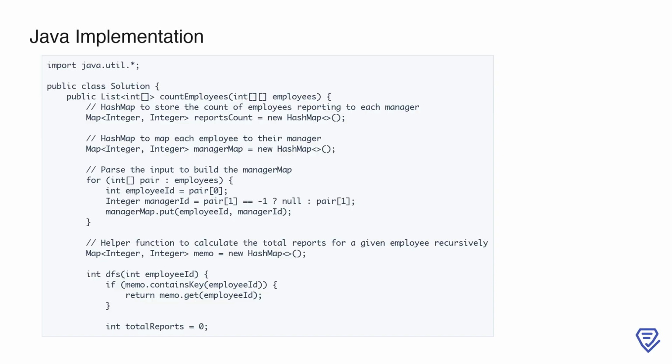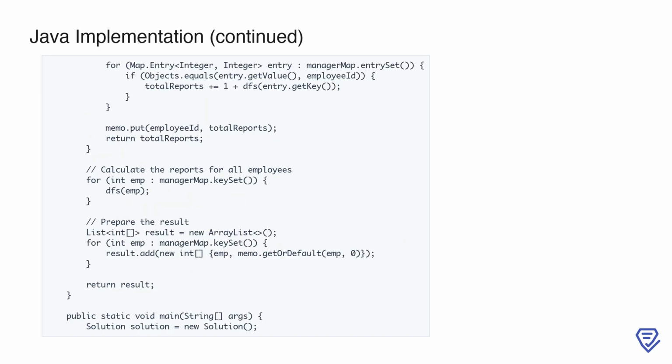calculations. Lastly, we declare a helper method, DFS, which will be used to recursively calculate the total number of reports for a given employee. In the DFS method, we first check if the result for the current employee ID is already in the memoization map. If it is, we return the stored value to avoid redundant calculations. Otherwise, we initialize a variable, total reports, to 0.